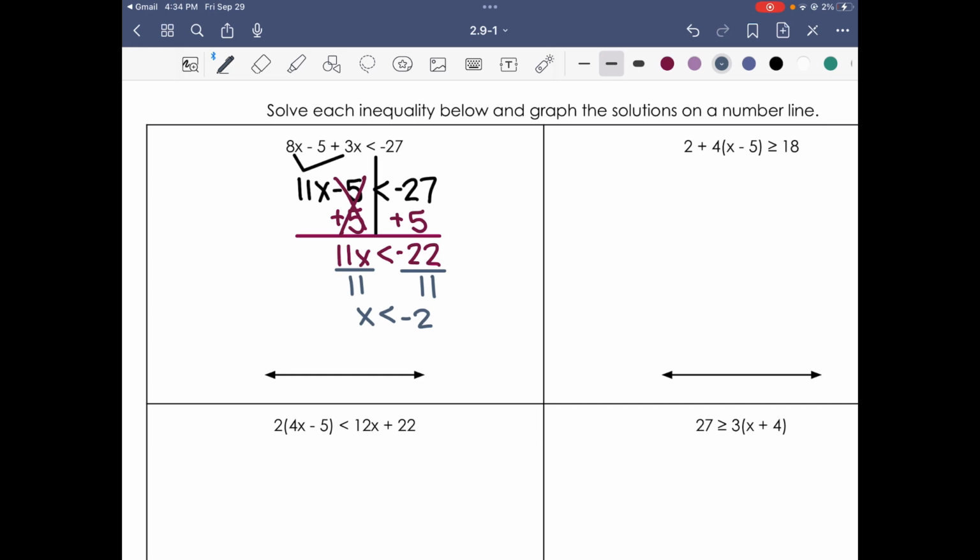Still less than. I have x is less than negative 2, which means I need to put negative 2 on my number line. Since it's not "or equal to," I'm going to put an open circle and shade it less than, to the left, which you can either do by shading like that or drawing an arrow like that.